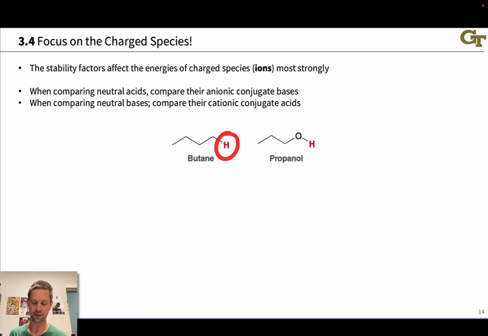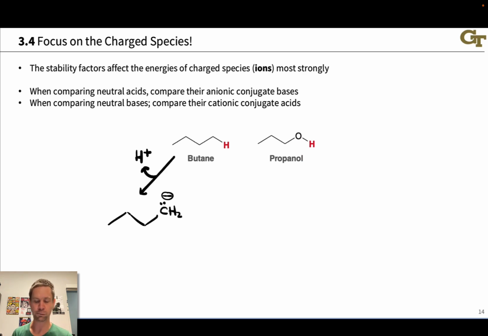let's compare the acidities of butane and propanol at the indicated hydrogens, here and here. The neutral molecules don't necessarily tell us a ton, right? Both molecules are neutral. It's hard to say what the relative stabilities of the two neutral molecules are. But as soon as we remove a proton, some things start becoming apparent.